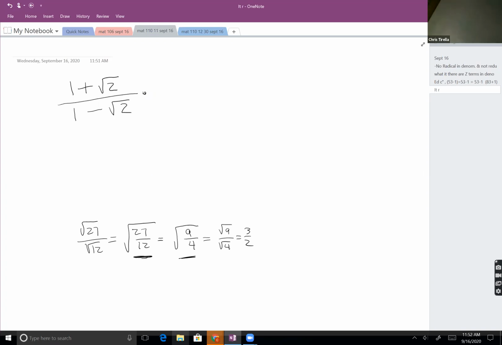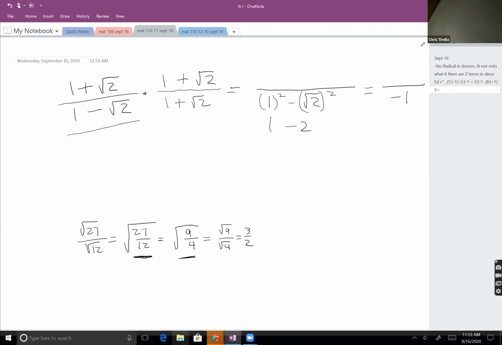Okay, well, let's go back to this one that I wrote. Wouldn't we use the bottom? Yeah, so what's the conjugate of the denominator? It would be 1 plus the square root of 2. And whatever we do to the denominator, we have to do to the numerator. The denominator would become 1 squared minus radical 2 squared, which would be 1 minus 2. So my denominator is just negative 1.